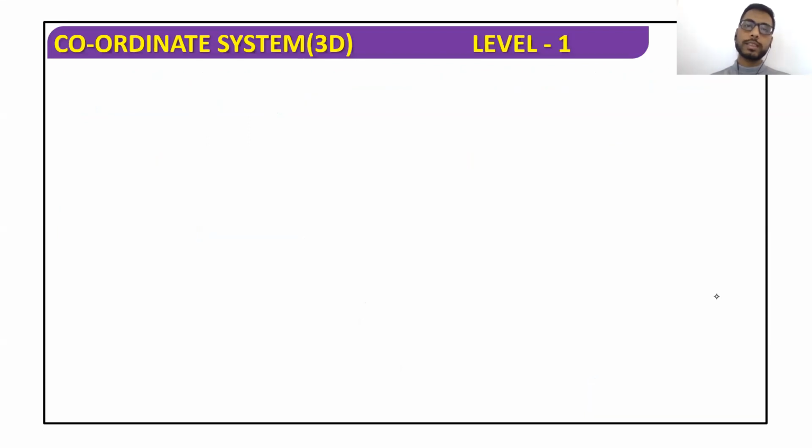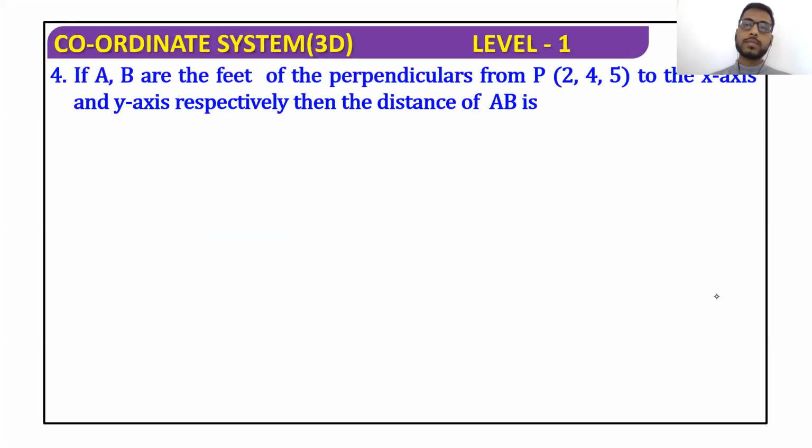Okay, next. If A and B are the feet of perpendiculars from point P to the x-axis and y-axis. So in previous question, the L and M were feet of perpendiculars on xy plane and yz plane. Instead over here, we have the perpendiculars are lying on x-axis and y-axis. So what would be the coordinate of A? If it is lying on x-axis, it will only have x coordinate. It won't have any y and z coordinates.